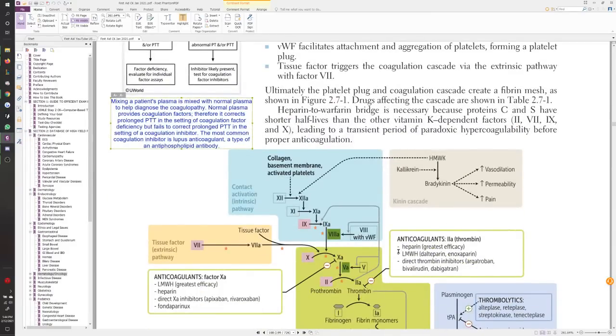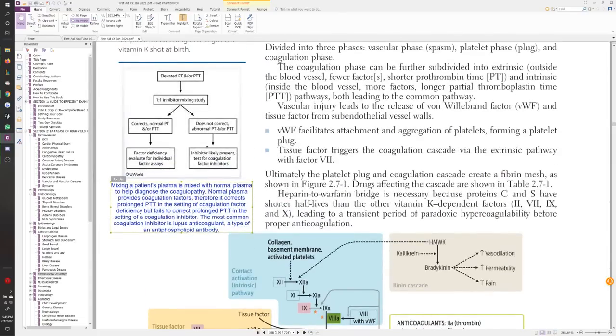However, if you do a mixing study and you take some healthy person's plasma and put it into the sick person's plasma, it should fix it all, because the healthy plasma would replace whatever the sick person is missing, right? But that won't work in a person who has lupus or some variant of lupus, or any other disease that acts like lupus. Remember, lupus is a common imitator of many other diseases that can have similar issues. So when mixing with normal plasma doesn't correct the PT and PTT, that's when you know that this person doesn't have a lack of some kind of coagulation factor.